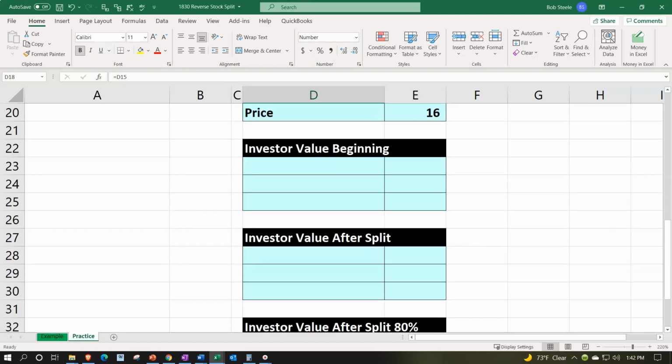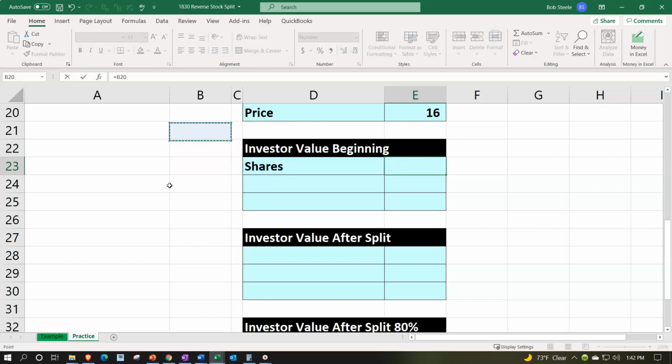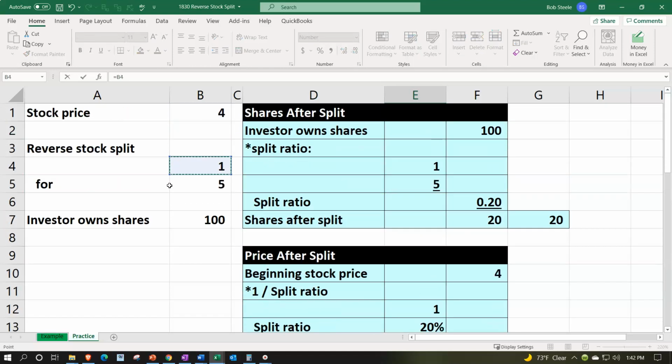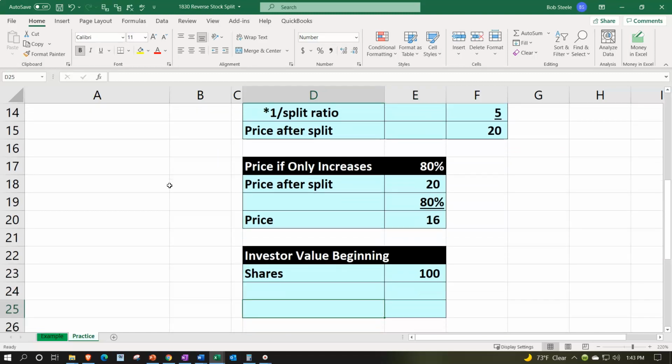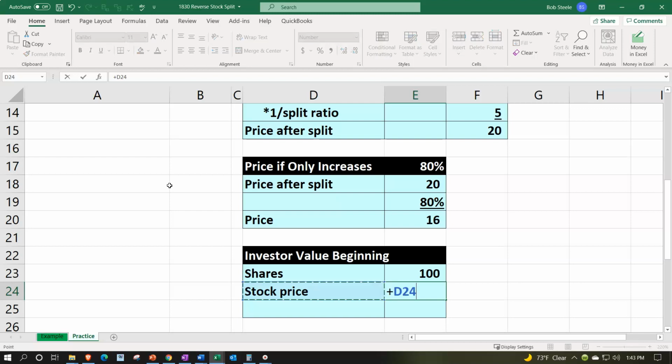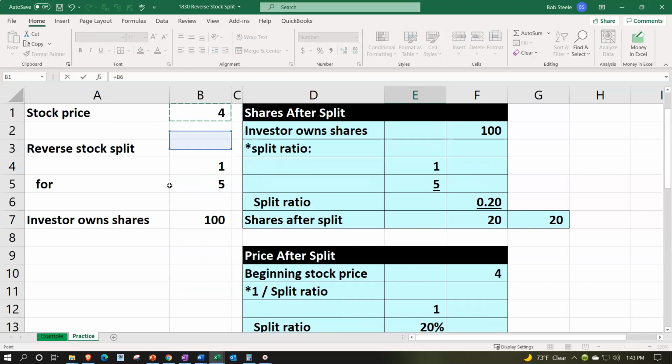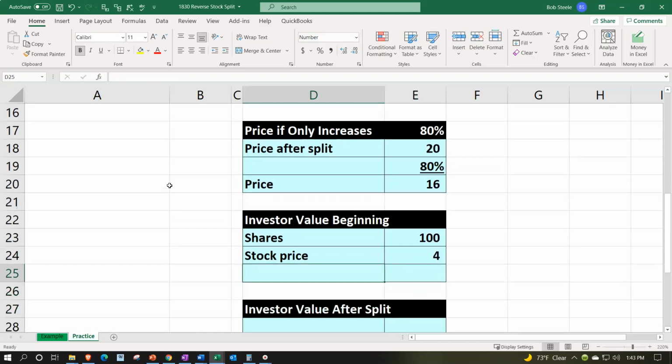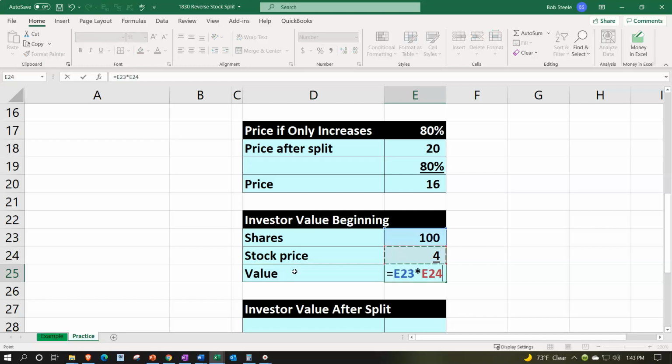What would happen to the investor value? Let's think about the investor beginning value, where they had 100 shares up top. Starting point, 100. Stock price was $4, I believe it was. $4. Let's underline that by going to the font group and underline. That's going to give us our value. So the starting point was the 100 shares times 4.